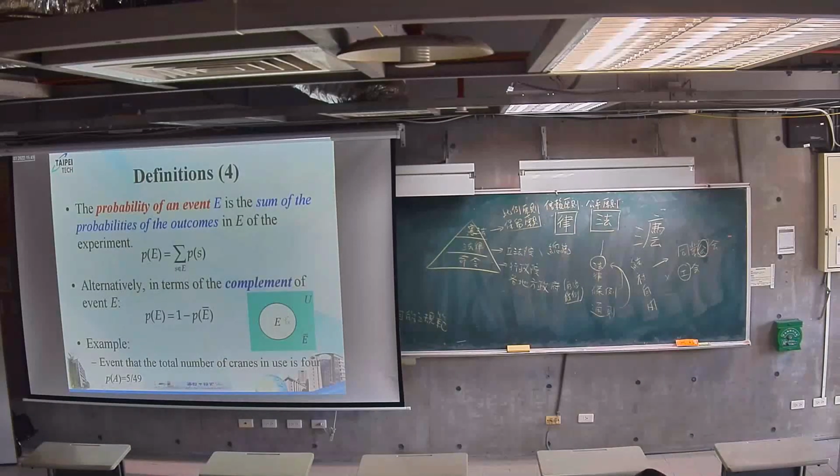If we take the union of E and its complement, we get the universe, the whole space. So if you would like to derive the probability of an event, we can work reversely. If we know the probability of the complement of the event, we might get the probability of the event. This is just another way to derive the probability of an event.